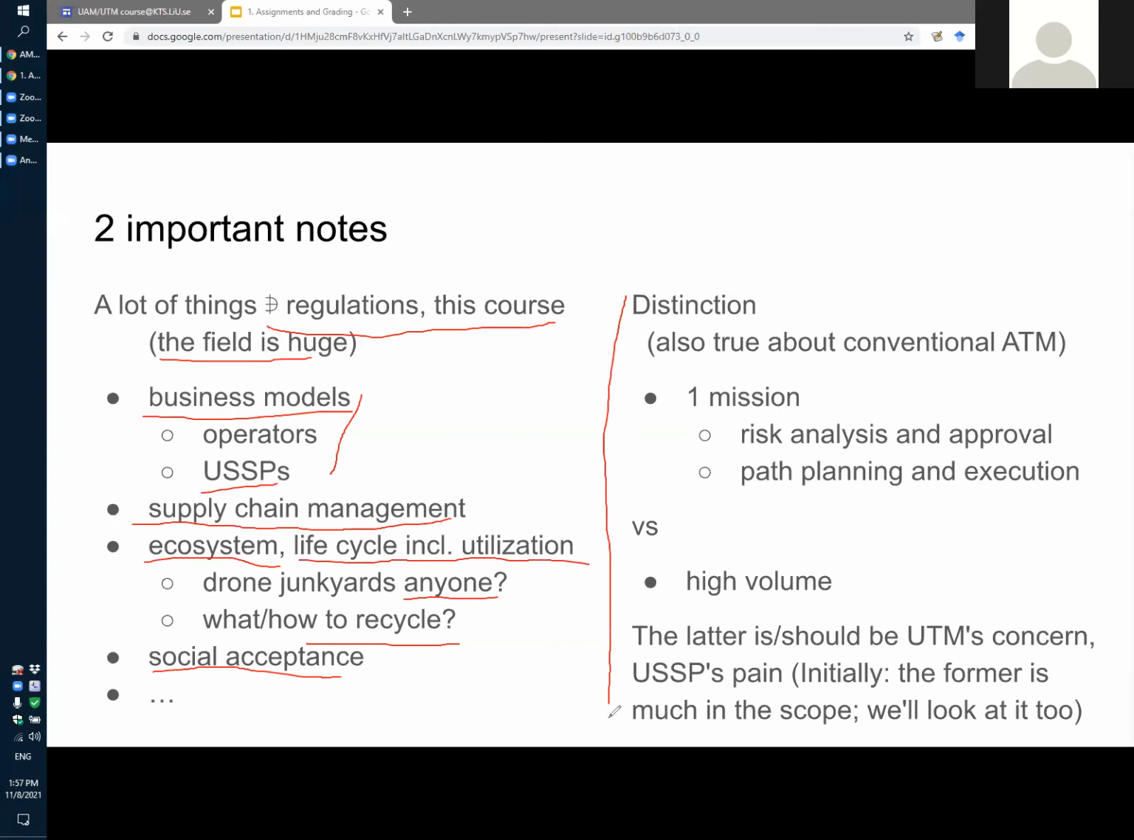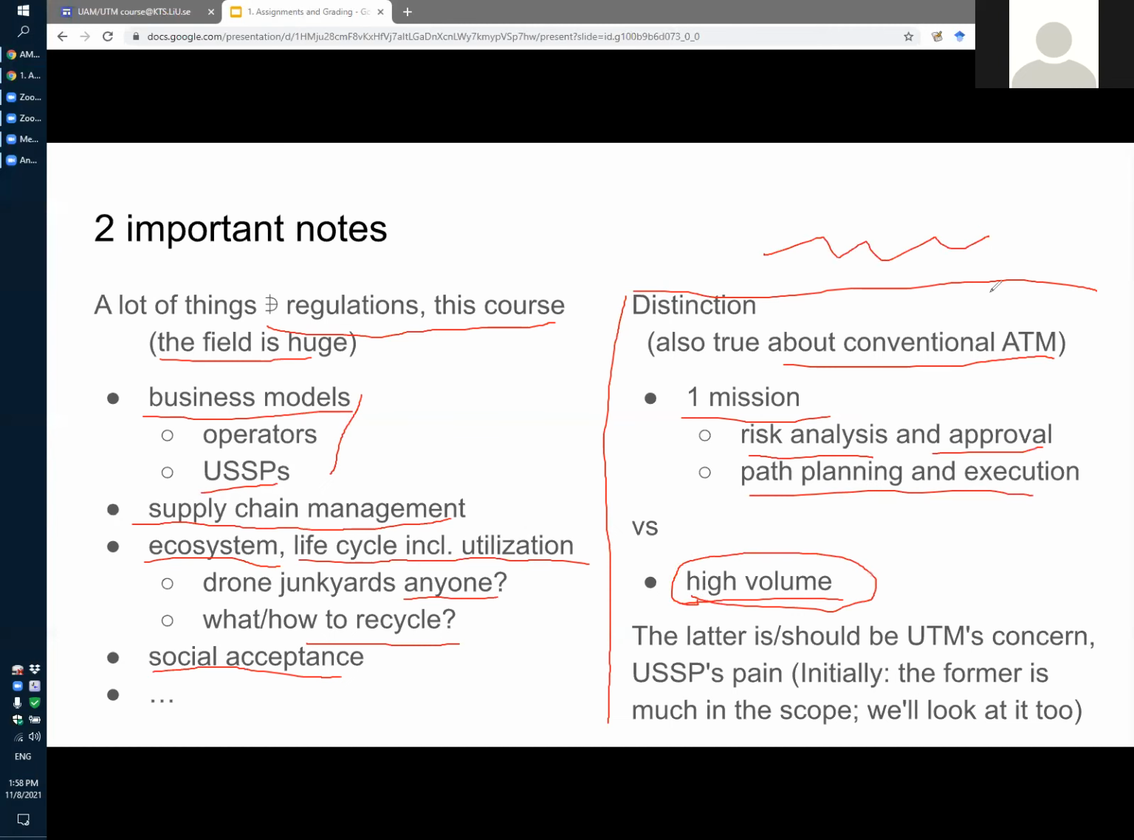Now, another note is this distinction, which is actually quite an important thing. It's always, or almost always, implied, and you can understand whether we are speaking about a single path, a single mission, or about many drones. This is also true about conventional air traffic management. These are two different, related, but still different questions: routing one vehicle and understanding what the risk is, getting the certification, and then flying, versus managing a large volume of aircraft. So kind of one path versus many, many different paths.